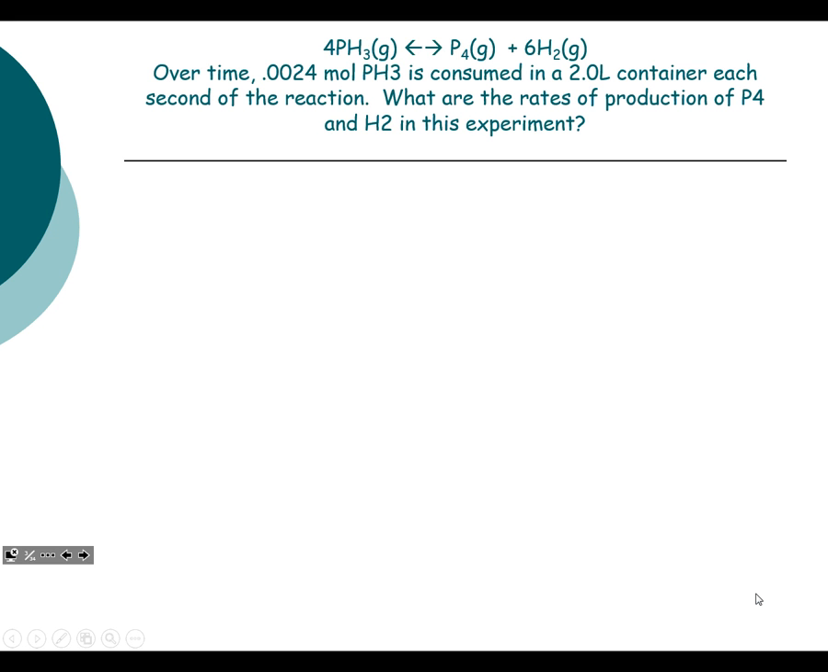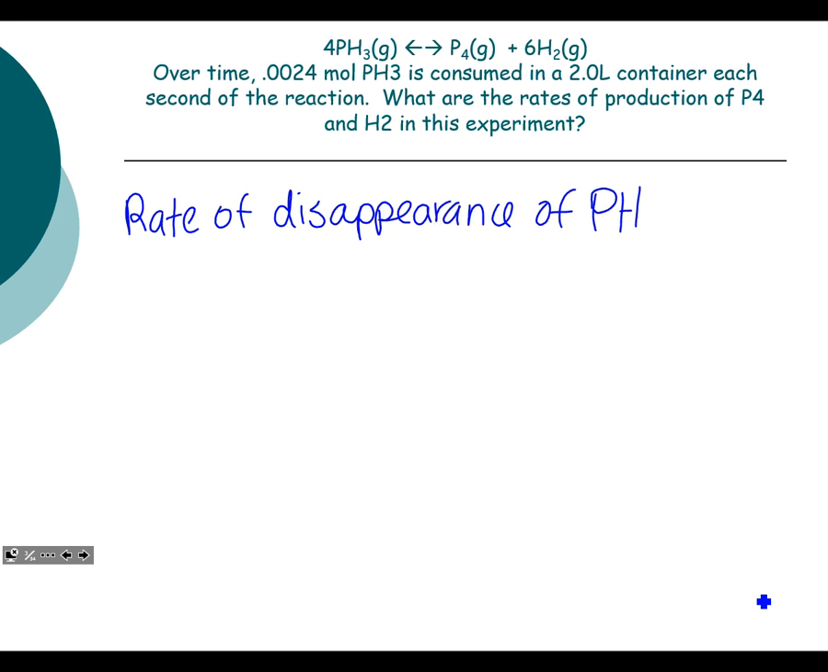So first, let's get a rate of disappearance for our PH3, for our phosphorus trihydride. So start off with rate of disappearance. And we said that rate of disappearance is going to be the change in concentration of our PH3 over our change in time.